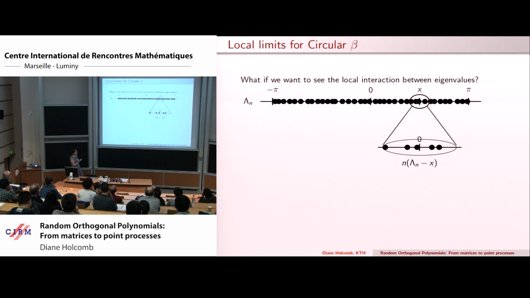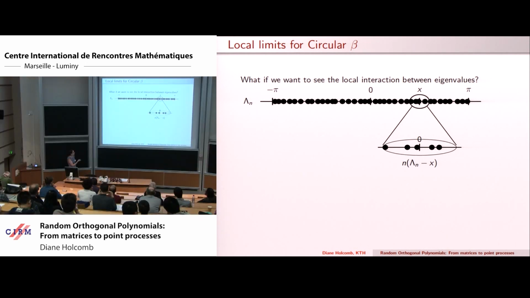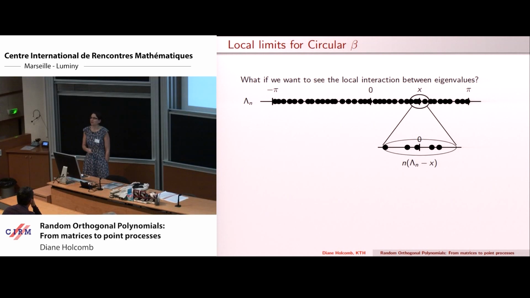So what do I do? I take my spectrum and center by x. By the way, I don't think I defined this anywhere, but I'm using this capital Λ_n shorthand to denote the entire set of eigenvalues, or the entire set of points in beta circular, which I'm cheating and calling eigenvalues. So you take this and you subtract x, and you blow this whole picture up by n, and you ask what happens to it. Well, we're in the bulk, right? So we should get sine process behavior. We do get sine process behavior.